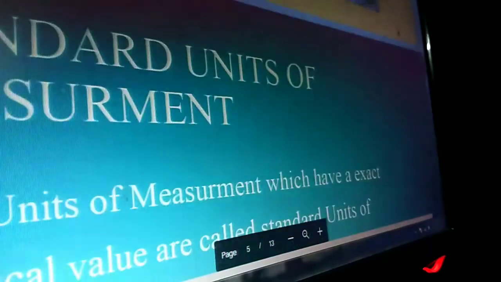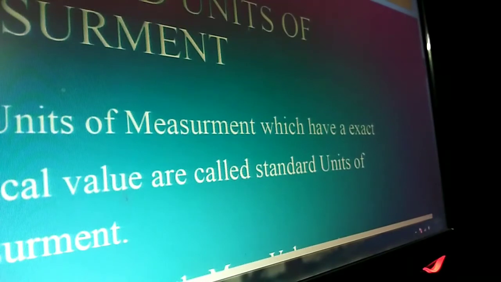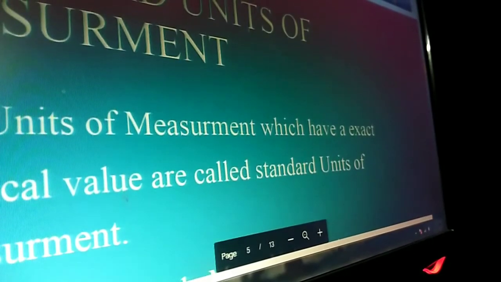Then what is meant by standard unit? Units of measurement which have an exact physical value are called standard units. For example, this table is 1 meter. That means the length of the table is 1 meter. That 1 meter is called the standard. Meter is the unit here, which is standard. For all lengths we will use meter only. That is why it is called a standard unit. The known quantities are known as standard units.